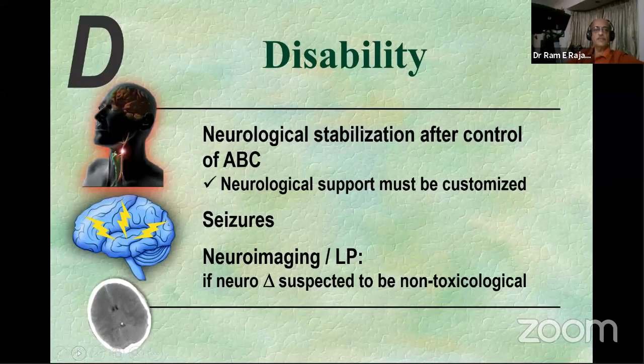The next aspect that we come on to is to look at the neurological status of the patient and neurological stabilization. We have to realize that stabilization of the neurological status in many of these situations has to be customized to some extent. We do worry about the seizures and appropriate neuroimaging in some of these patients.